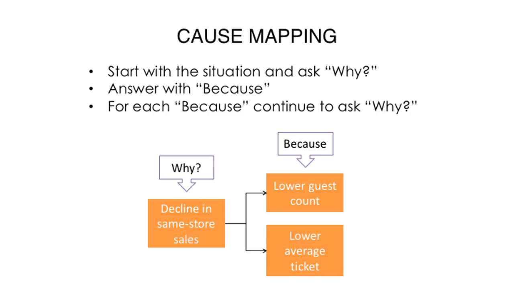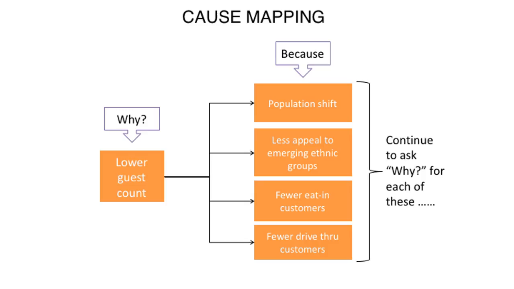Now let's take the first one, the lower guest count, and do the same thing again. Why? Well, now we've got a larger series of becauses. Why do we have fewer people coming in? Well, because it's a population shift. Maybe this is Detroit. People have left the city, and there's just fewer people to come into the restaurant. Or maybe this is a neighborhood that's going through gentrification, or changing its ethnic group, and what was appealing to one group is no longer appealing to another group. Or there's fewer people that want to eat in, or there's fewer drive-through people. So you could, again, do why, because. Let's go for the third one.